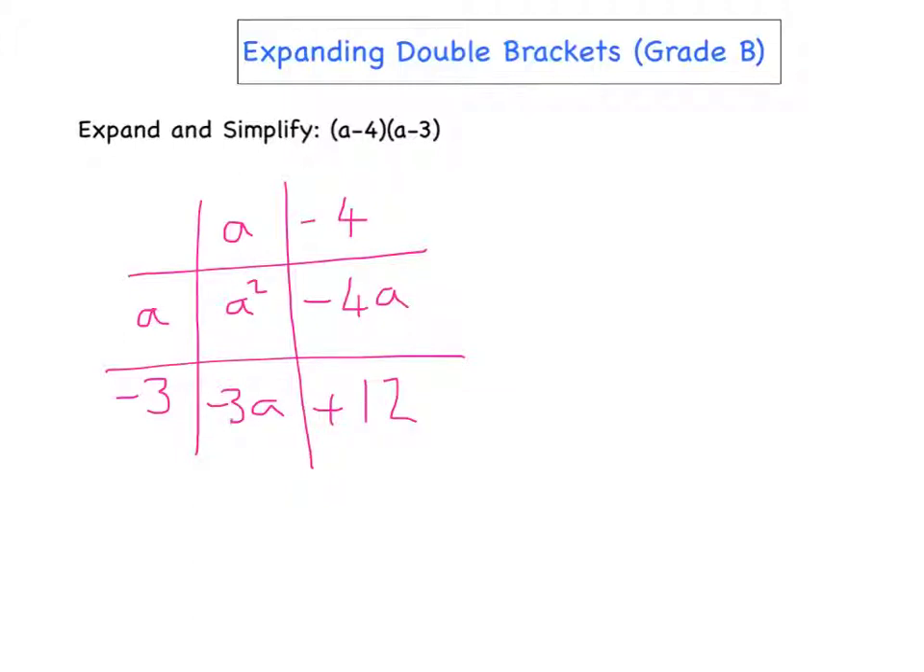Second stage again, take all of my terms out of the grid, so I've got a squared, subtract 4a, subtract 3a, add 12. In terms of simplifying my a, if I've got negative 4 and negative 3, together I must have negative 7a. So my final answer is a squared, subtract 7a, add 12.